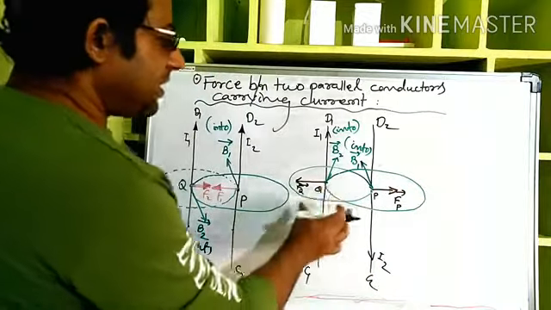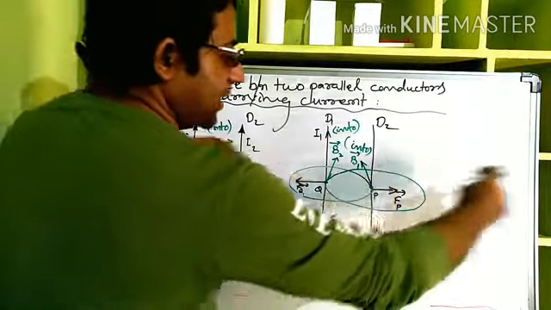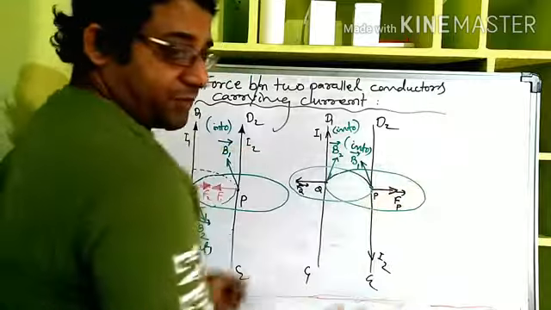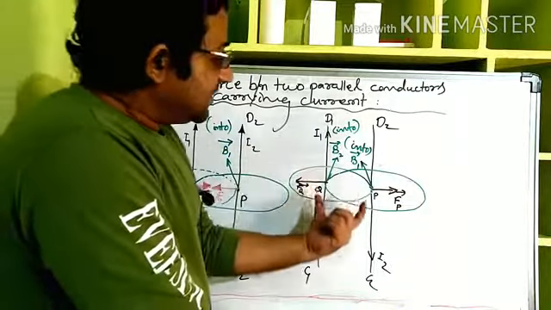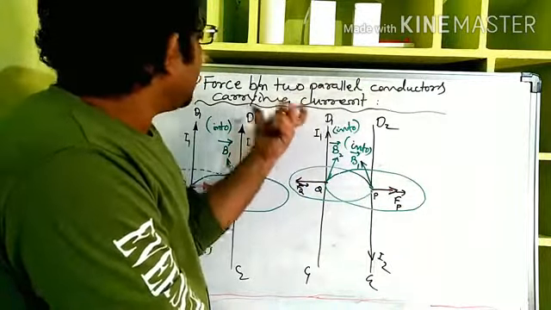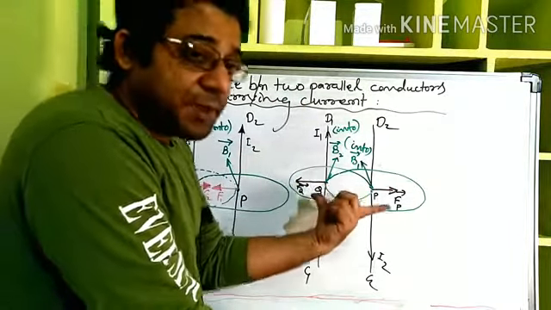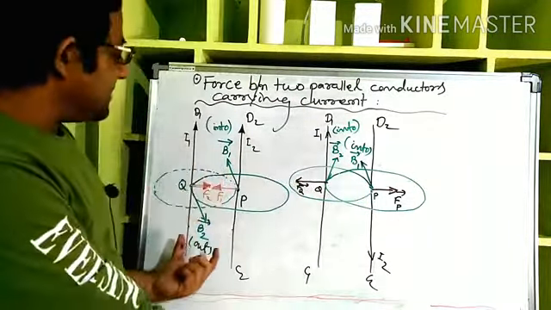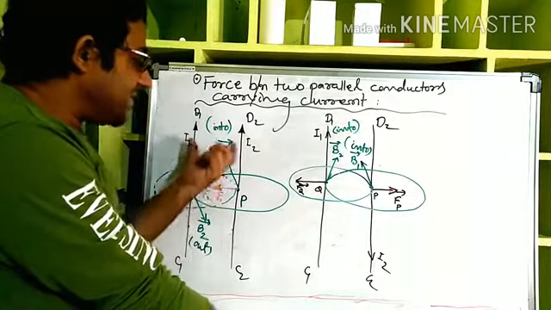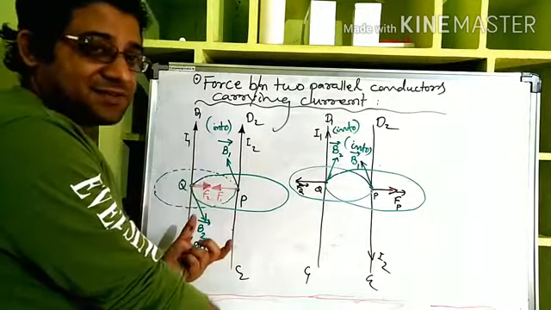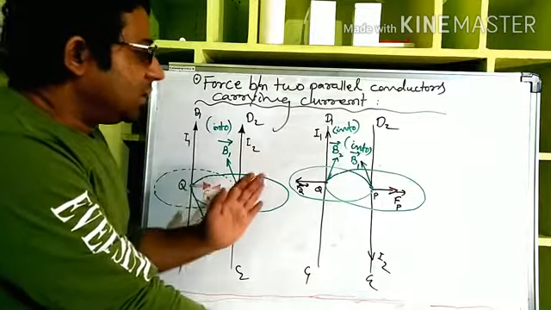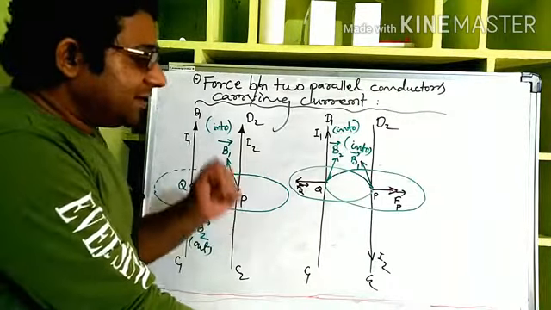Okay. So here you can clearly see that FP and FQ are pushed away from each other. That means two parallel conductors, if currents are flowing in opposite directions, they are repelled by each other, and if the currents are flowing in the same direction, they attract each other. Okay. So these two you can remember easily in a different way.